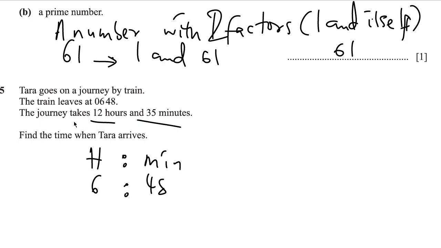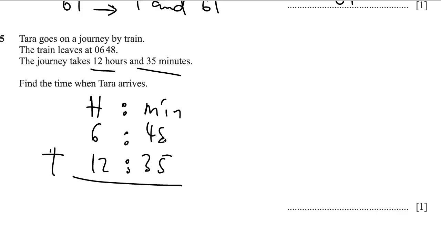And then the journey takes 12 hours 35 minutes. So that's a plus, and then 12 hours 35 minutes. The question says, find the time when Tara arrives. So please pay close attention here. If you add these two values together, 8 plus 5 is 13, so 3, and you move 1 over. 1 plus 4, 5. 5 plus 3, 8. And then 18, 83.